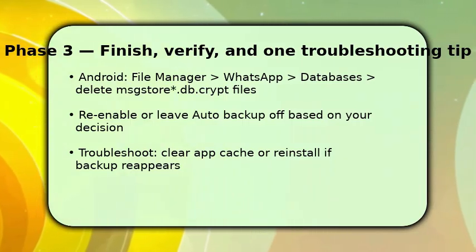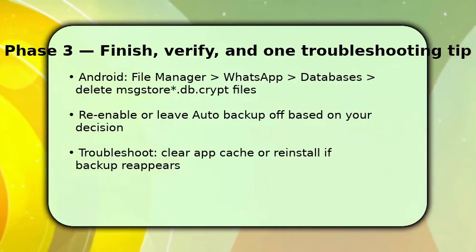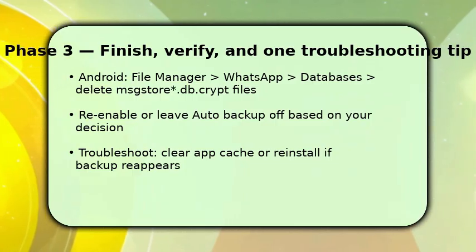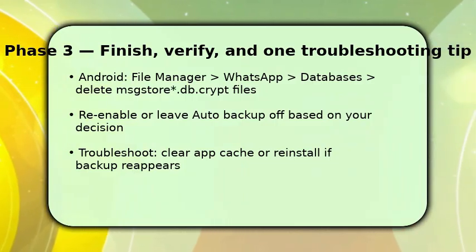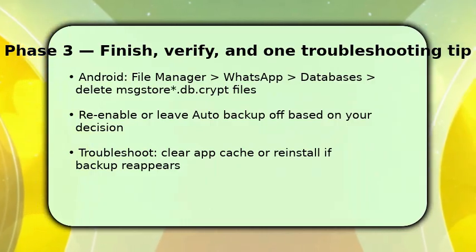Once done, decide whether to re-enable automatic backups. If you choose to keep them off, verify settings. If something goes wrong, clear app cache, sign out of cloud, or reinstall WhatsApp. That typically forces a fresh sync and removes phantom backups.